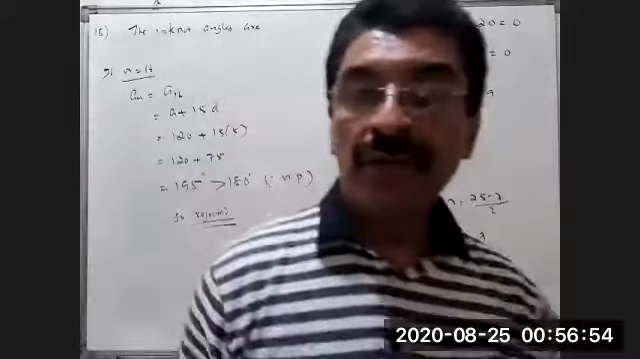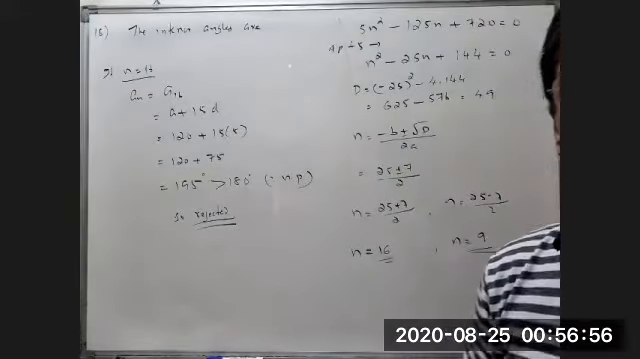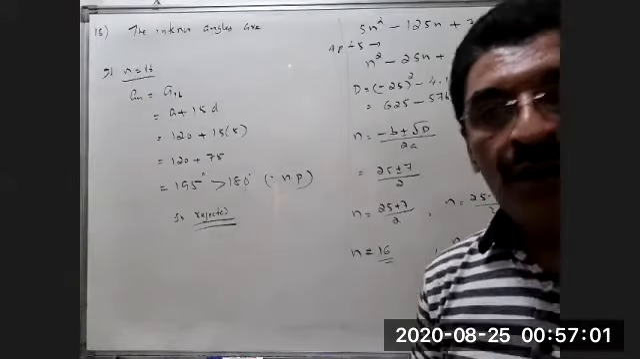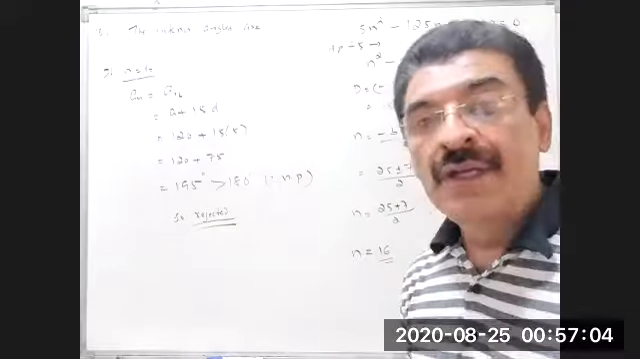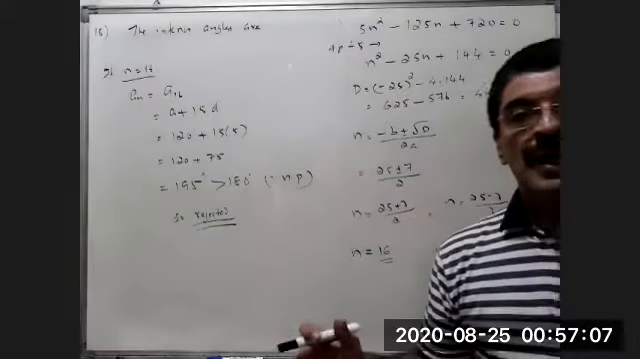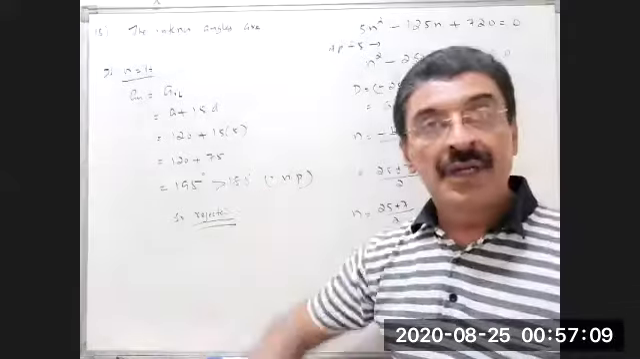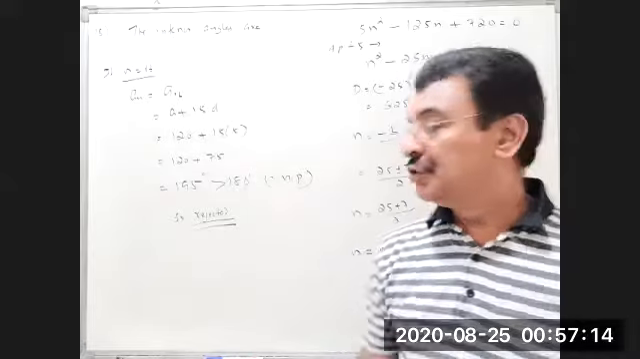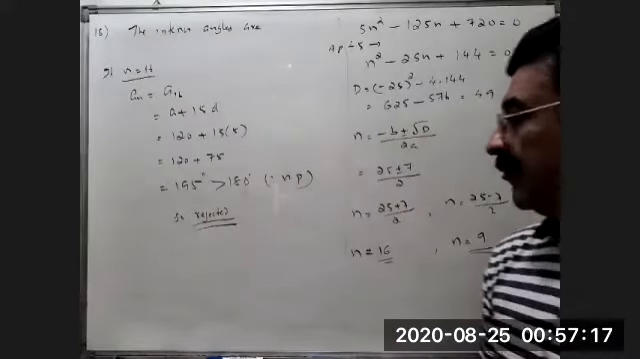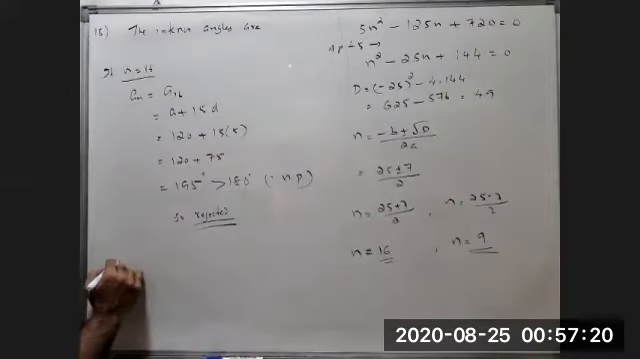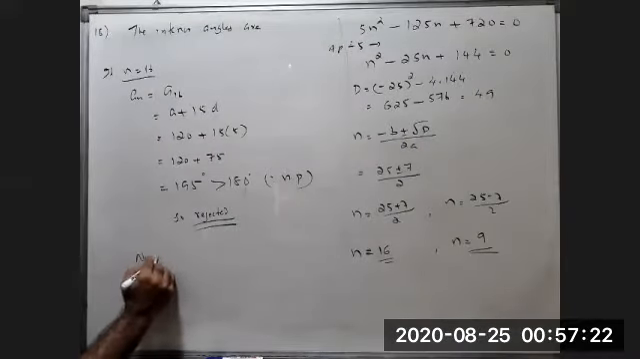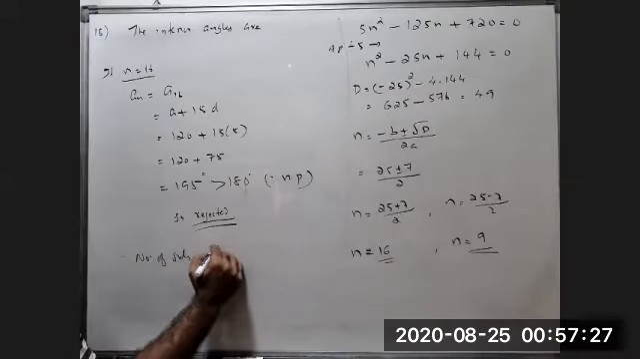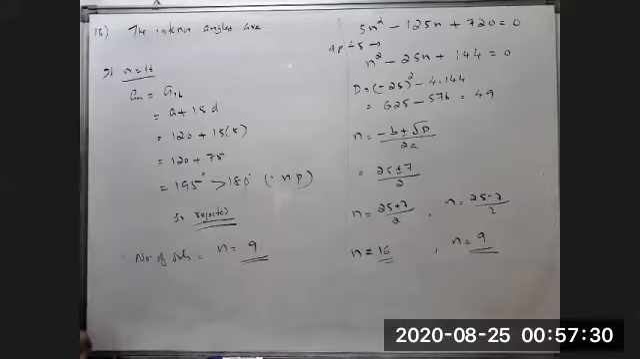Because we have shown earlier, these are all convex polygons. Polygons in our study are all convex polygons. And in convex polygons, the interior angle can never be more than 180. Here, the interior angle we got is 195. It's more than 180. It's not possible. So it is rejected. Therefore, the number of sides is 9. Number of sides is 9.